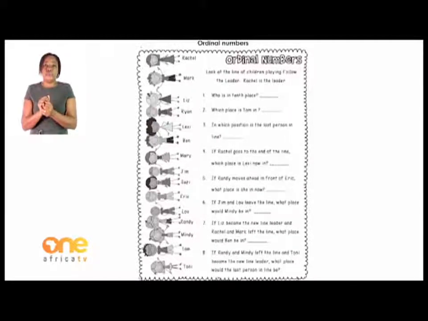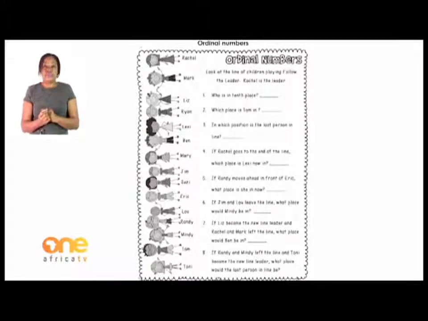Number 1, who is the 10th place? Therefore, you just have to check and count who comes number 10. So let's count and see who comes number 10. So Rachel will be the first one. Mark, 2, 3, Liz, Ryan, 4, 5, 6, 7, 8, 9, and 10. Eric is number 10. Therefore, Eric is the 10th child.